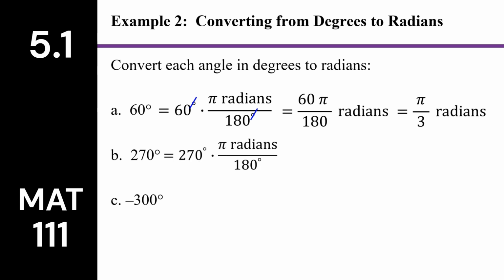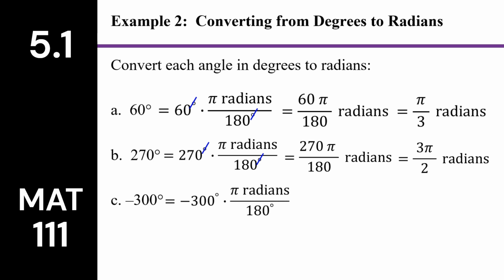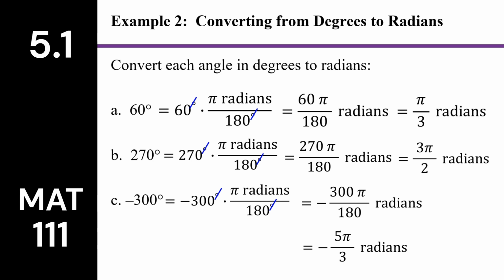For 270 degrees, again, we'll multiply by pi radians over 180. The degrees cancel, and this result can be reduced because 90 goes into 270 3 times and into 180 twice. We get 3 pi over 2 radians. For this example, we'll again multiply by pi over 180. The degrees cancel, and to reduce this result, we recognize that 60 goes into 300 5 times, and 60 goes into 180 3 times. So we get negative 5 pi over 3 radians.